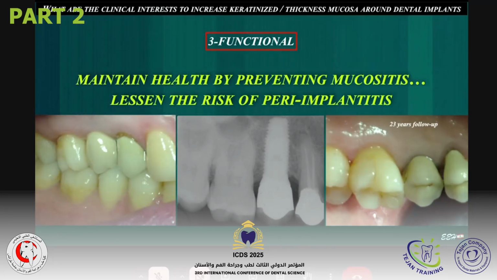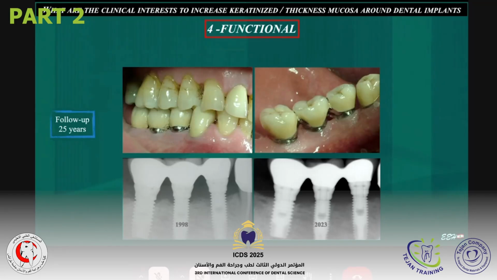We have a case like this, 23 years of follow-up, and it's very stable with a very good result over time. This is another case, 25 years. And look how stable the bone and the gingiva and everything are. So the implant, if we place it very well in 3D and we maintain very good hygiene thanks to a good quantity and quality of gingiva, really they have very good follow-up over time.